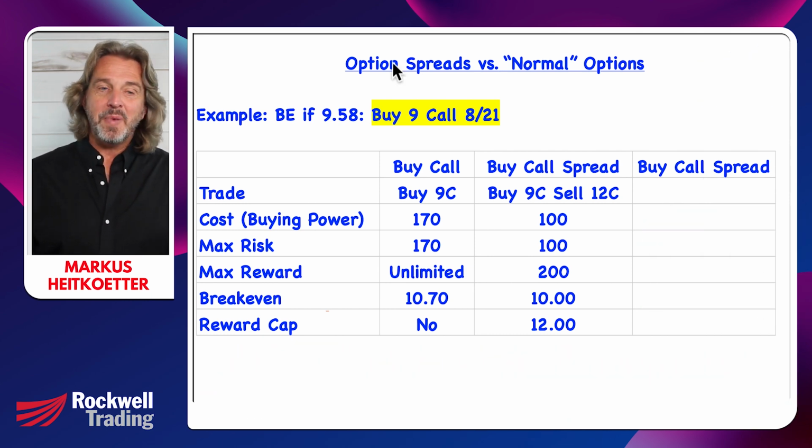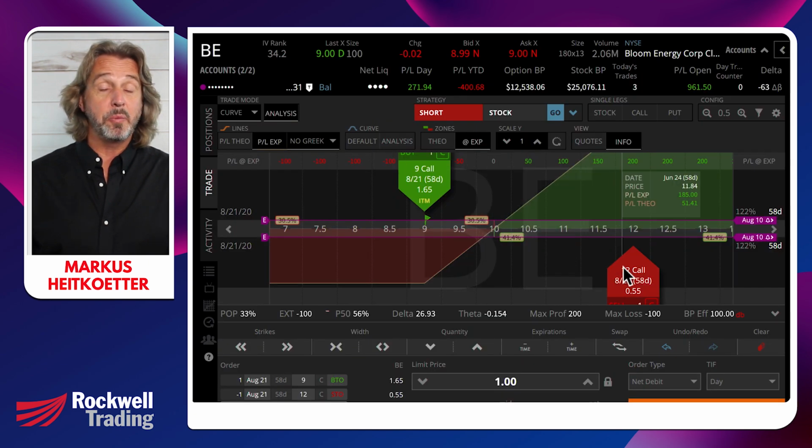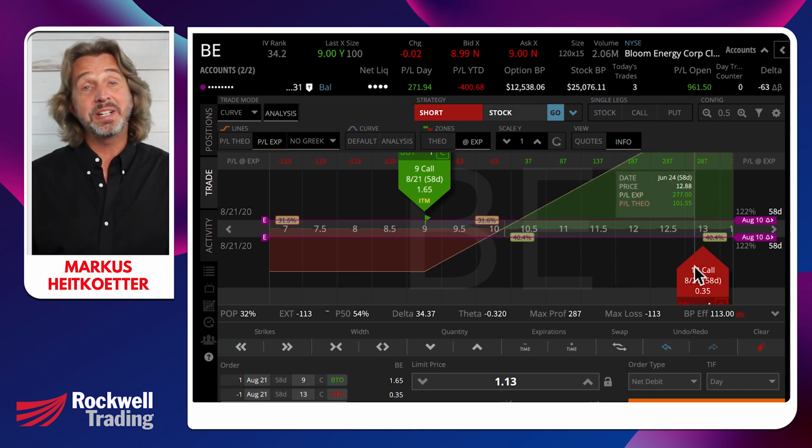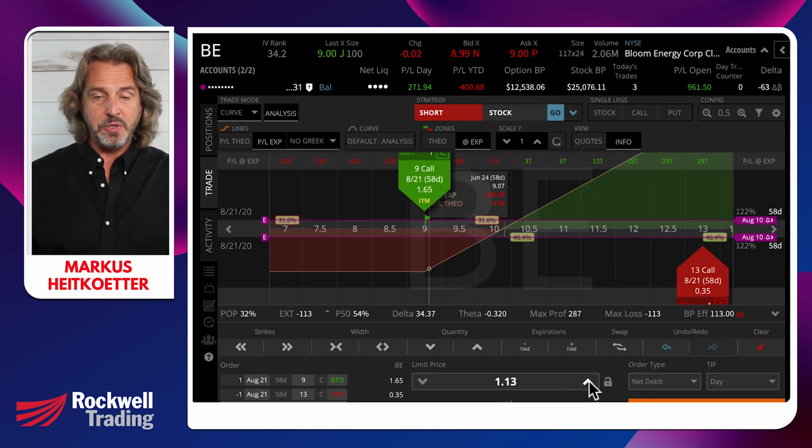Okay, so I want to show you another example, and I want to say, okay, what happens if, for example, we choose another strike price? So if we choose a strike price, we still leave the 9 call, but now we are choosing a higher strike price of 13. And this is where you will clearly see what happens.